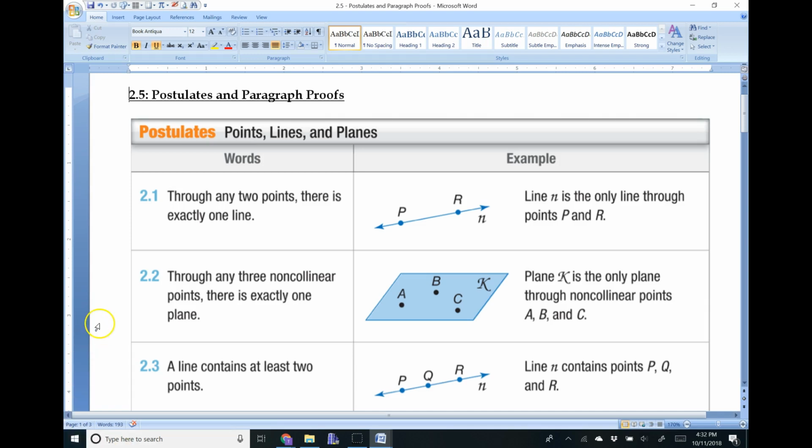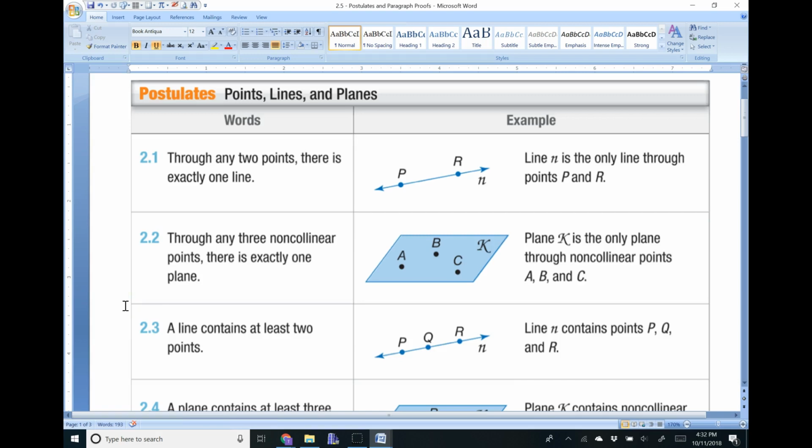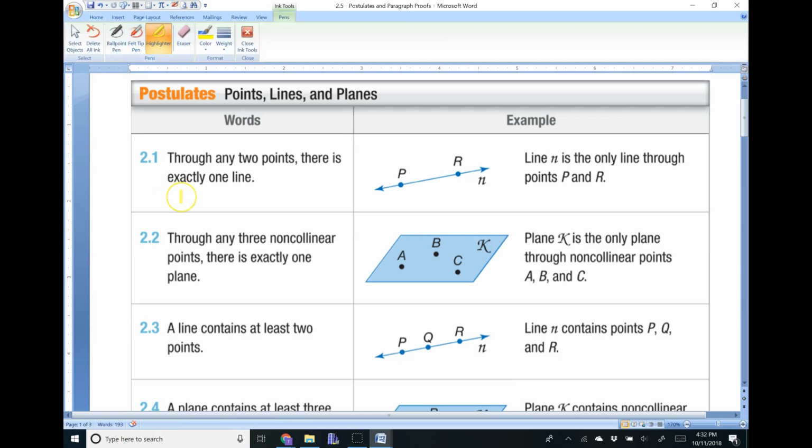Alright, so we got some postulates, kind of like some theorems here, and we're just going to go through each one, okay? And I'm going to highlight a few things here that I want you guys to highlight as well. So postulate 2.1, it says, through any 2 points, there's exactly one line. So if we have 2 points here, any 2 points, we can draw exactly just one line, okay? So those are some things I want you to underline or highlight, whatever you want to do. So just 2 points, not 3 points, not 4, just 2.